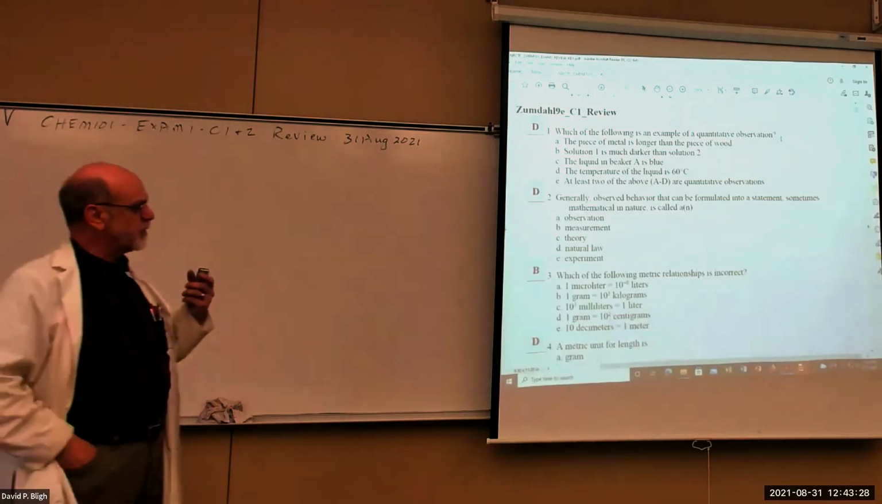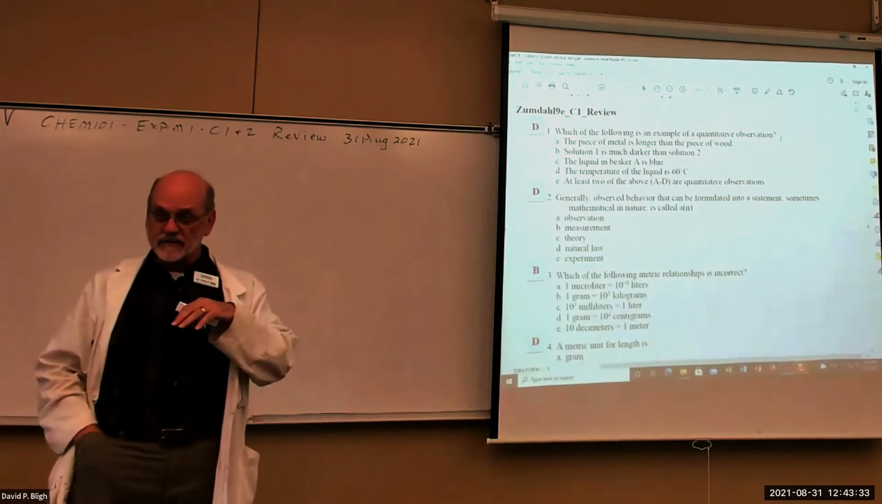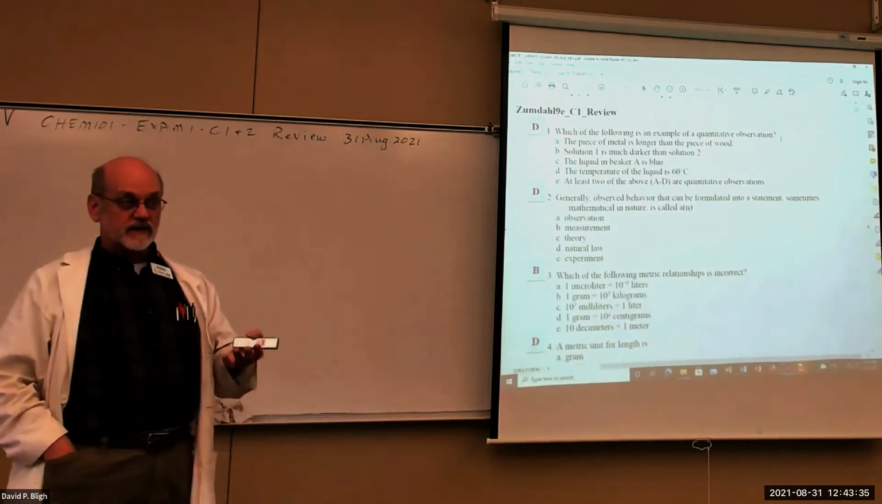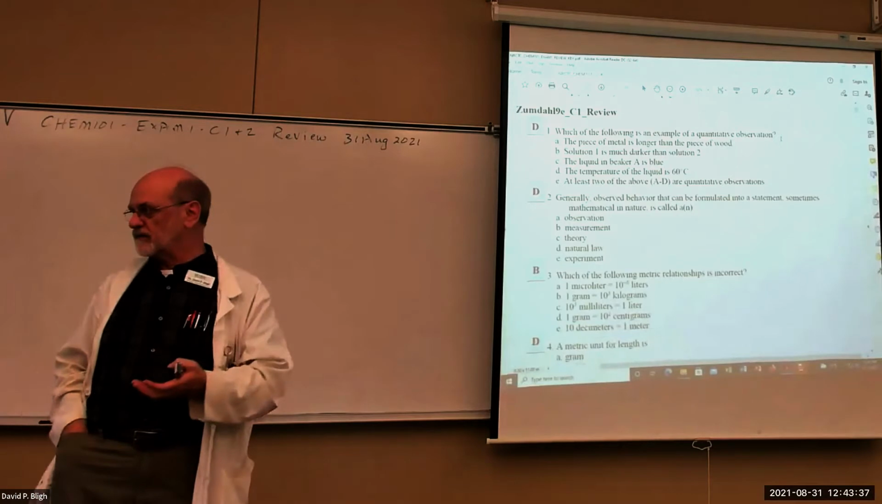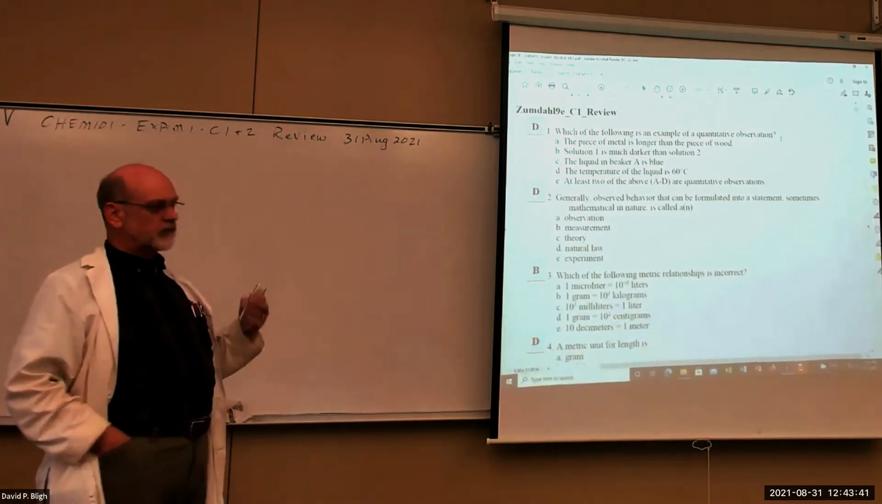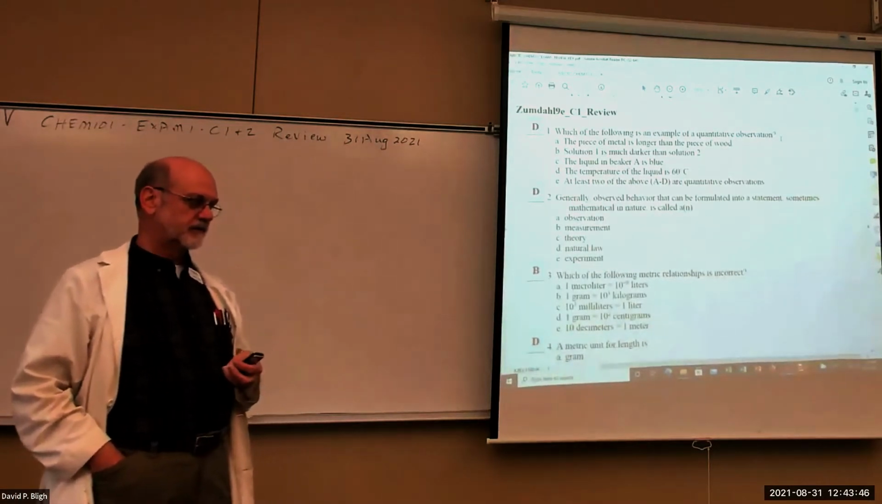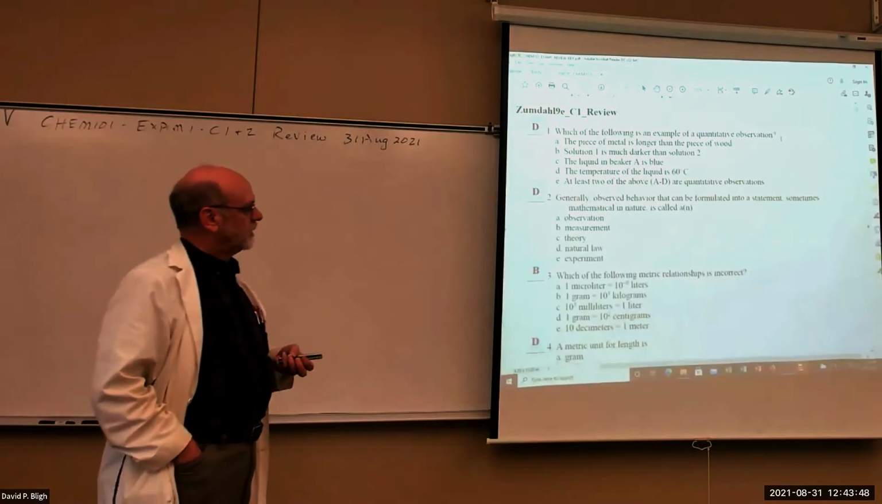Which of the following is an example of a quantitative observation? The difference between quantitative and qualitative: quantitative always has a number and a unit of measure. Qualitative is a general descriptive term, like what color is it? Is it big? Is it heavy?